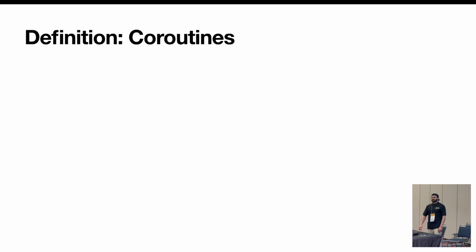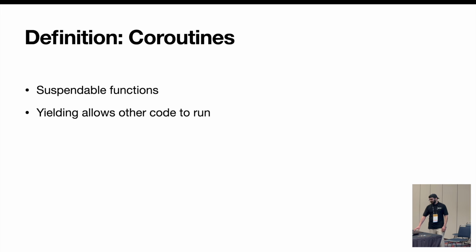So let's talk about coroutines. Coroutines are suspendable functions. Most functions that you're working with in Java right now, or actually every function that you're working with in Java right now, is a blocking function. So when you call that function, it will run until it finishes, and then whatever called that function will get to go on and do whatever the next step is. But it can't do anything in the middle while your function is running.